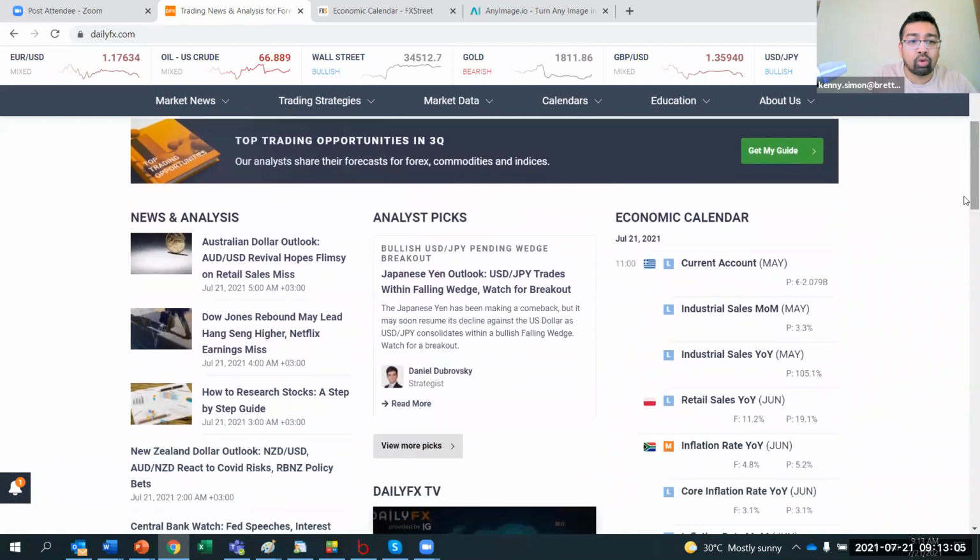Now we've got some more July 21st ones right here. It's also talking about the Australian dollar. The Australian dollar versus the USD, it says here, revival hopes flimsy. That means the outlook to the upside may be corrected a little bit, not really very good. That's why we have to go onto the chart and see what it means for us to look at the AUDUSD. And again, it's also talking about Dow Jones rebound may lead.